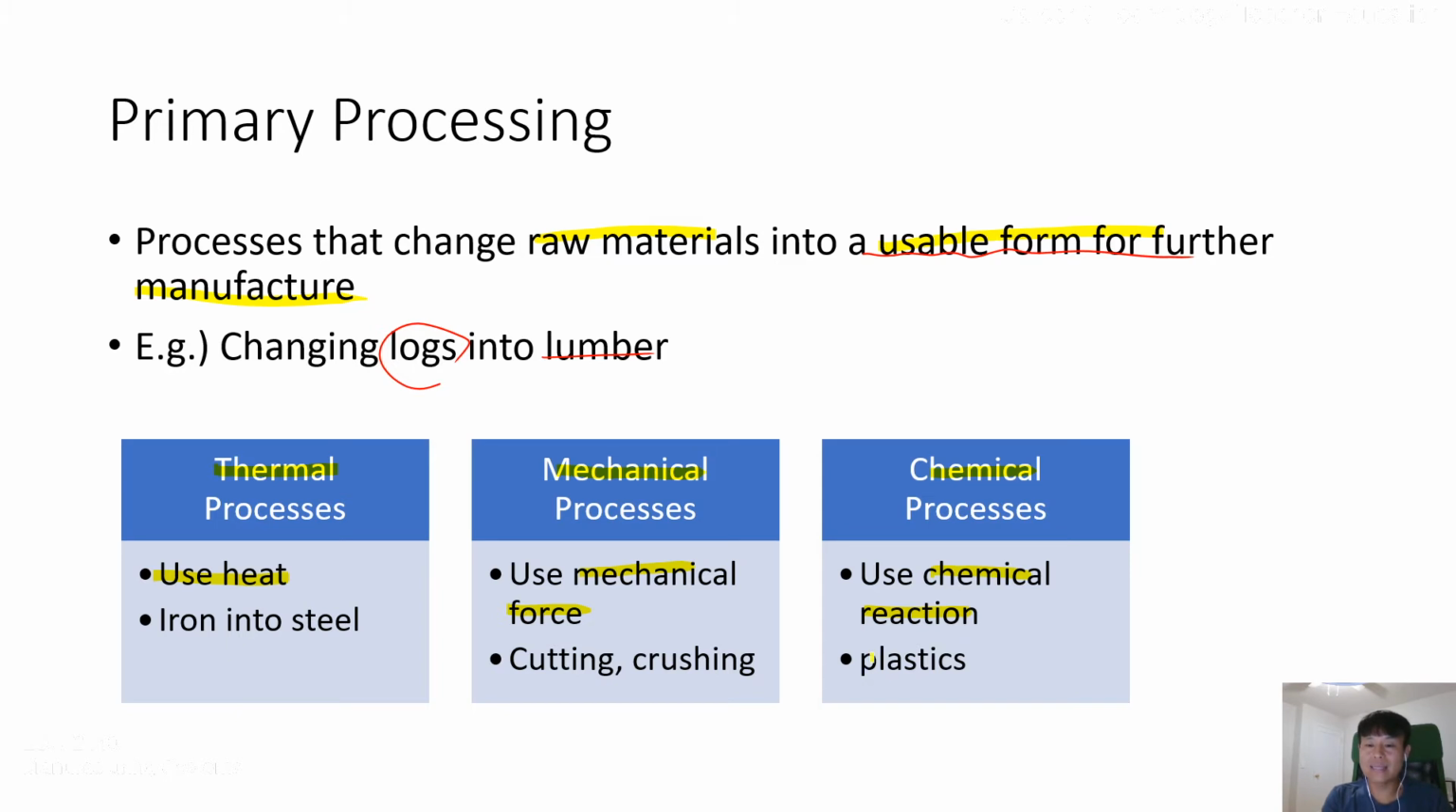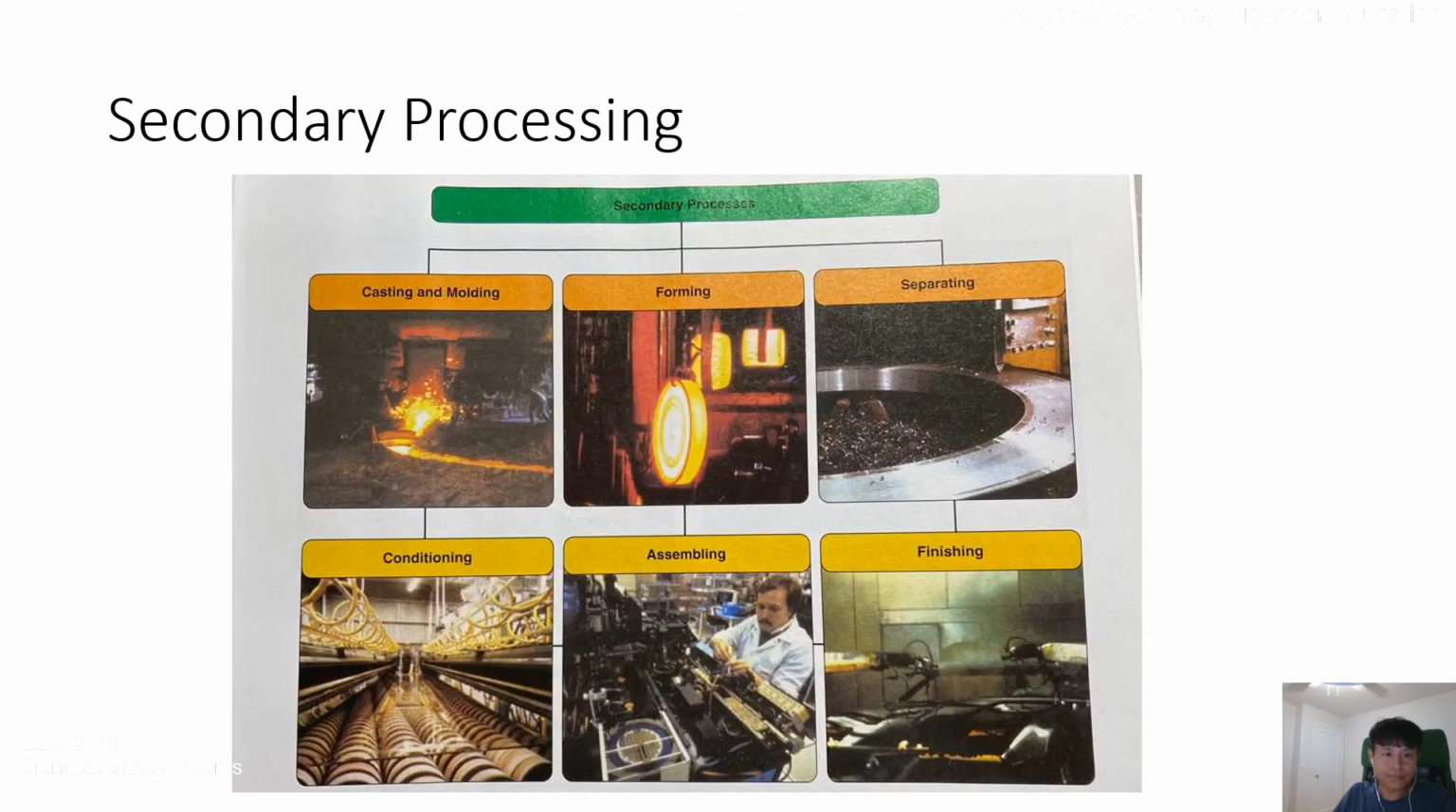Plastics are built or based on chemical processes. Mechanical processing is cutting or crushing, and thermal processing is turning iron into steel. Those are the three major primary processes.